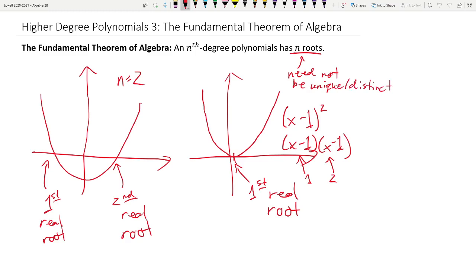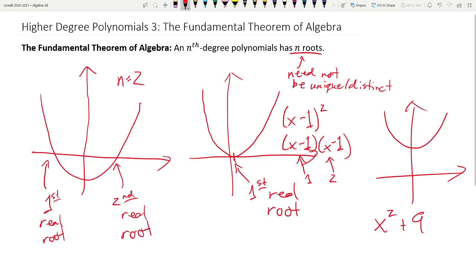Okay. But there is another possibility when it comes to quadratic functions anyway, and that could be like this. So an example of this function could be something like x squared plus 3. Wait, let's not do something like that. Let's do x squared plus 9. Okay, there are no real roots, right? We've seen this before in talking about quadratics. So this is a function that has no real roots.